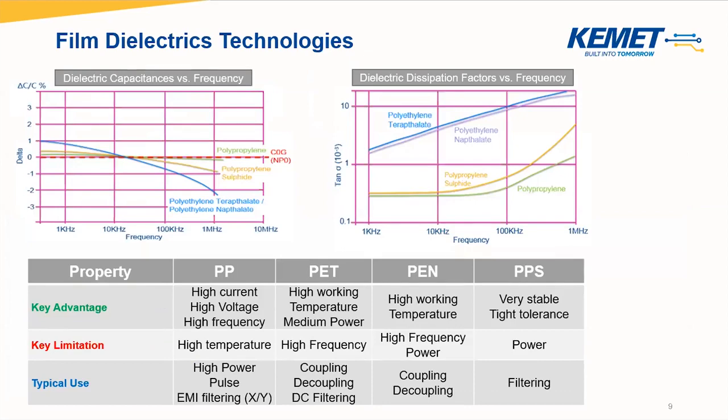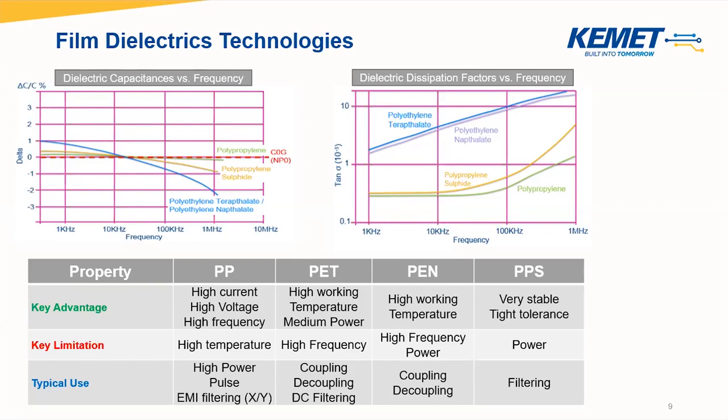Also, considering the stability of the capacitance over frequency, or the tangent delta or dissipation factor over frequency, we can see that the best dielectrics in this case are polypropylene and polyphenylene sulfide. The other two dielectrics, the polyesters, have less stability in terms of capacitance over frequency, and also they have a higher dissipation factor over frequency. So it means that they cannot be used for applications where a high ripple current is necessary.